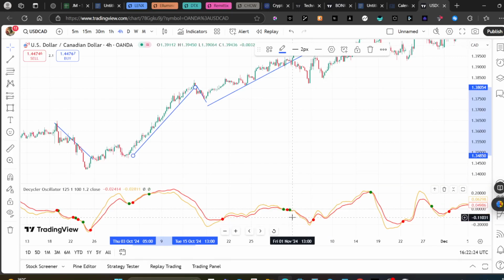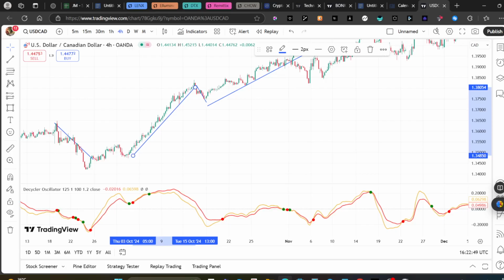While the Decycler Oscillator is powerful on its own, you can combine it with other indicators to refine your entry and exit points. For example, pairing it with a moving average or support and resistance levels can give you even more confirmation before making a trade. In volatile markets, you may want to tweak the settings to ensure that you are getting the most accurate signals. For calmer trending markets, you may want to use broader settings to capture longer term trends.